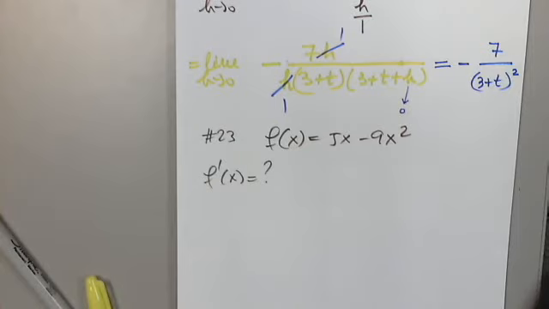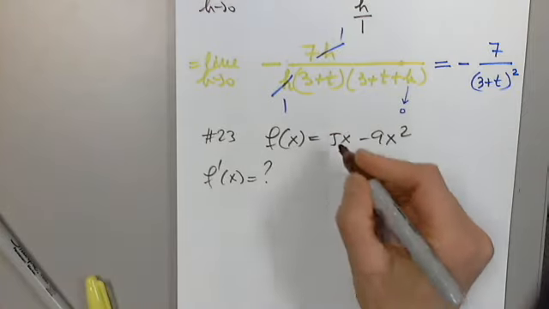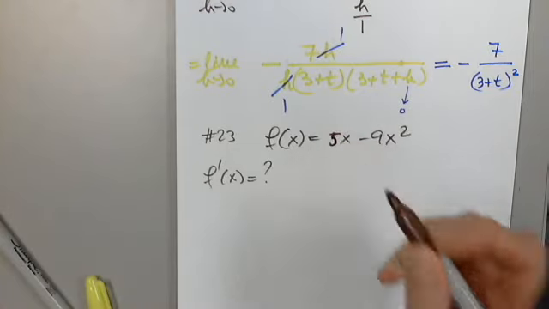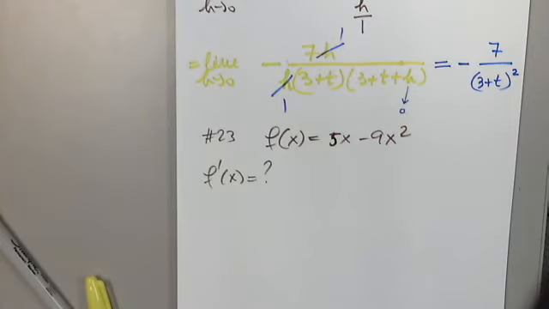Is that 5x? Yes, 5x, sorry. 5x minus 9x squared. 2 minutes. One more time, the derivative is the limit of the difference quotient when h approaches 0. We need to remember this forever.